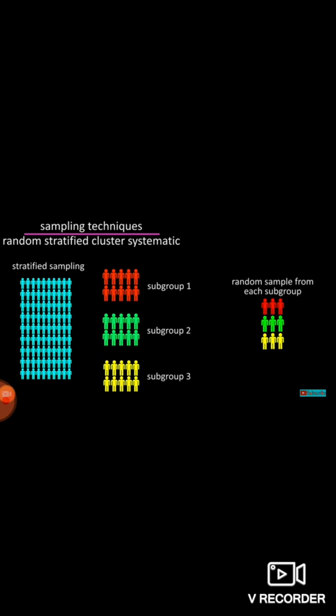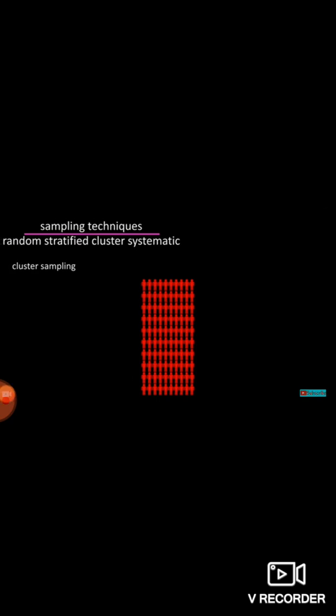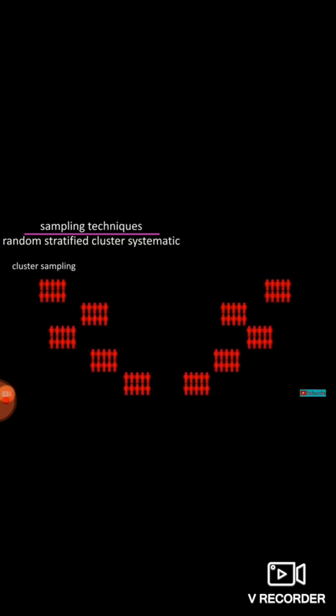So it is very important to understand what study we are conducting. On the basis of that, we decide the method of sampling. Next is cluster sampling or multi-stage sampling. Here the population is given to us, and the population is divided into different clusters.